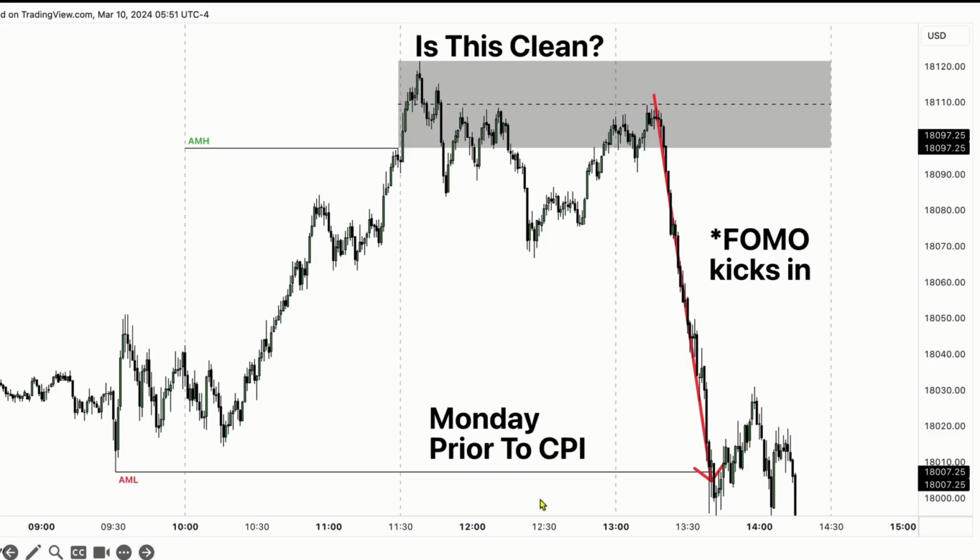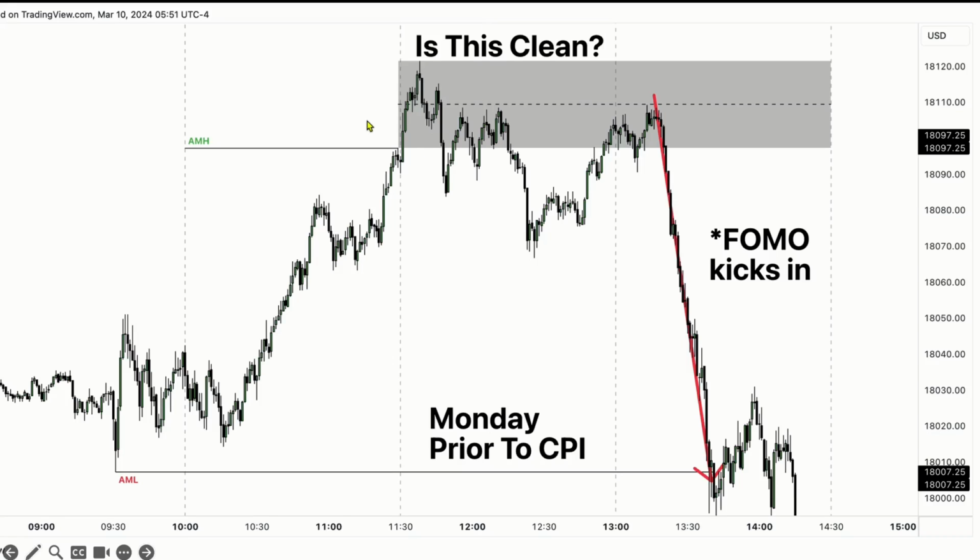Here we can see the Monday prior to CPI. So CPI was on Tuesday. What do we know? Whenever there's CPI on Tuesday, we want to avoid No News Monday, because No News Monday is likely to chop around. What we can see is that during the AM session, the market repriced higher. Then during the PM session, the first 90-minute PM cycle, the market forms a high and it begins to reverse or show signs of reversing above the AM high, above the morning high.